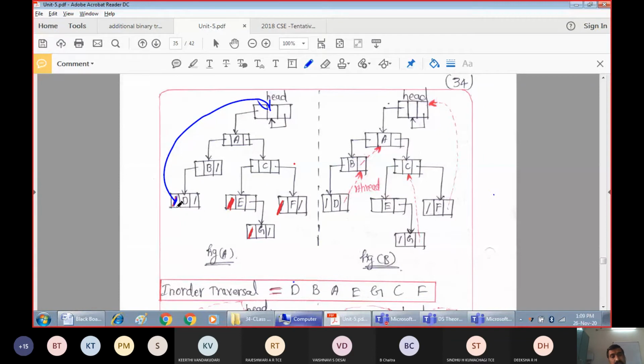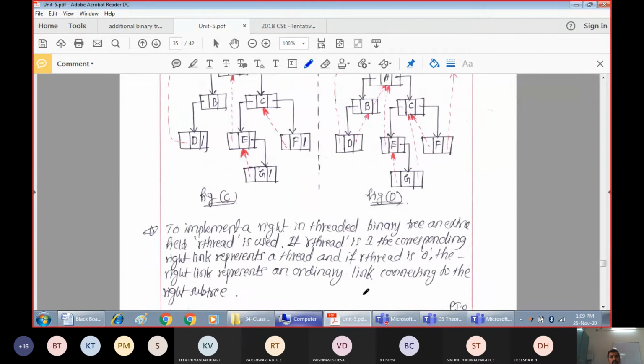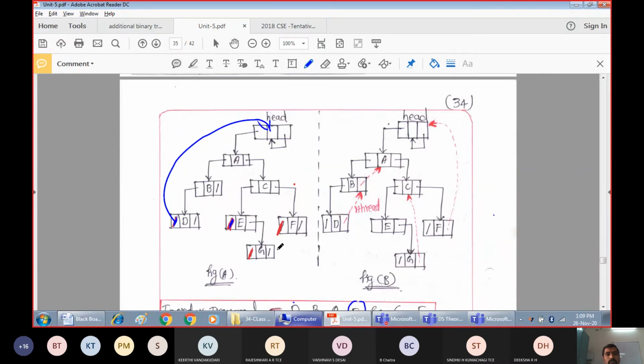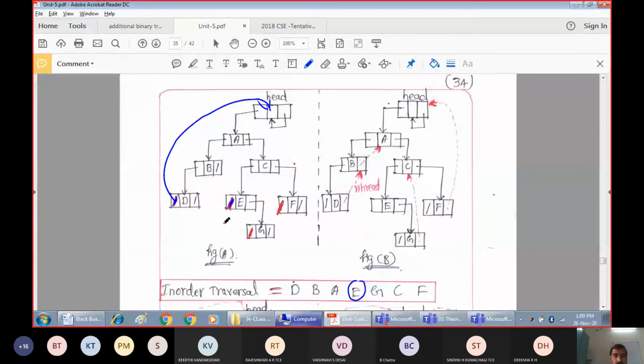Next, which left link is null? Left link of E is also null. Where should it point now? It should point to the in-order predecessor. In the in-order traversal, what is the predecessor of E? The predecessor of E is A. So it should point back to A.